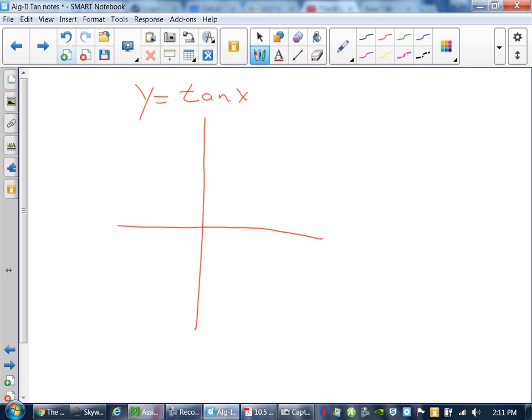Tangent will always, always, always go through the origin, because at 0, tangent's 0. Tangent, a standard y equals tangent of x, will always have asymptotes at pi over 2 and negative pi over 2. The asymptotes, remember, are written as x equals pi over 2, x equals negative pi over 2, because they're vertical. We okay with that? Sure. The distance between these two asymptotes for our generic start of a tangent is the period.